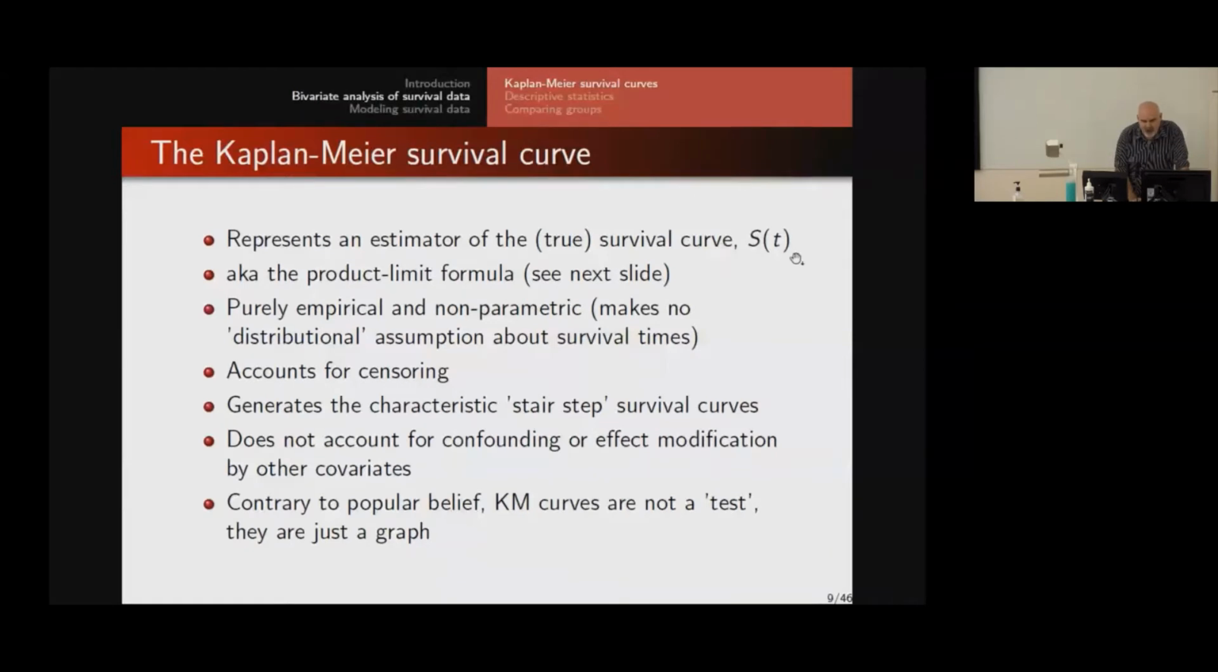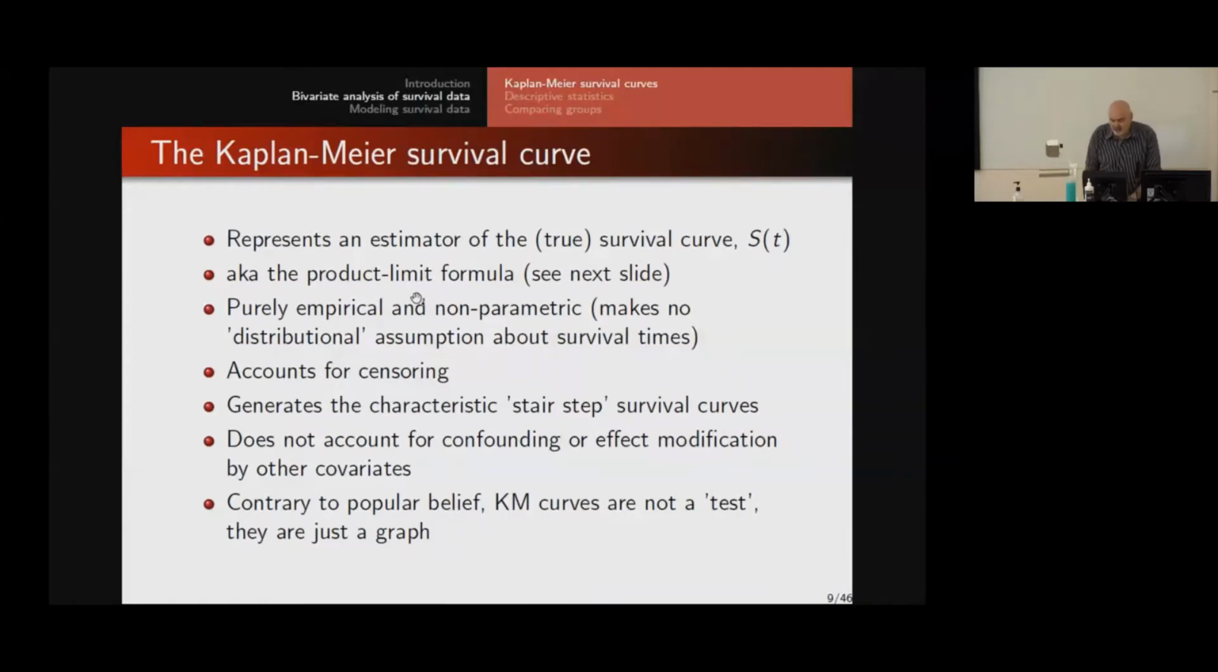So the Kaplan-Meier curve is often represented as S of t with a little hat above the S, because it's an estimate of the true survival curve of the population. It's also known as the product limit formula for a very sensible reason, and you'll see that on the next slide. By the way, I don't think I know anyone who calls it the product limit formula, but it is a very sensible name for it.